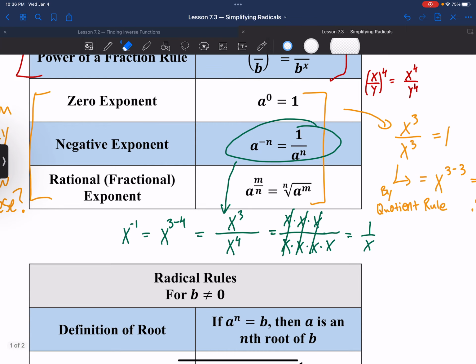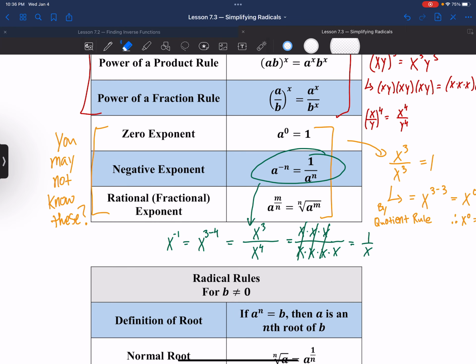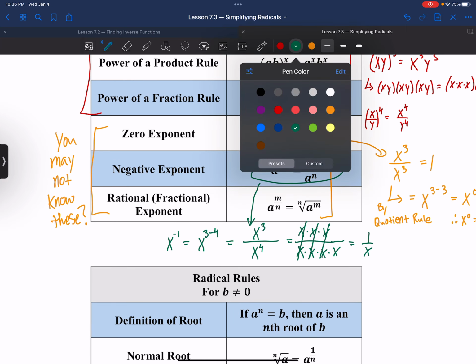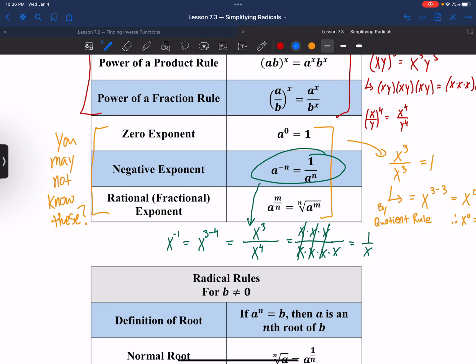last one on this little exponential thing here is, I don't know, what do you want to do? Do you like blue? I hope you like blue.